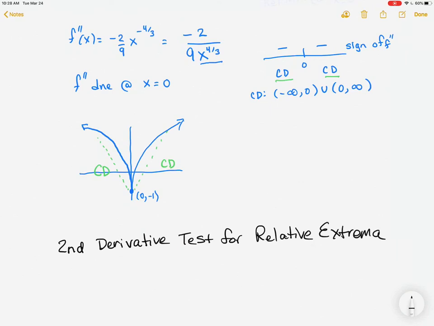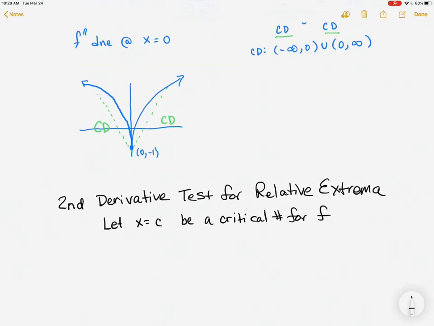Now, the only potential location for a relative max or relative min is at a critical number. So let's start by saying let x equal c be a critical number for f. Now, instead of looking at intervals around the critical number and the sign of the first derivative, we have an option. If we're going to calculate the second derivative to help us with concavity, it can also help us with determining whether we have a max or min.